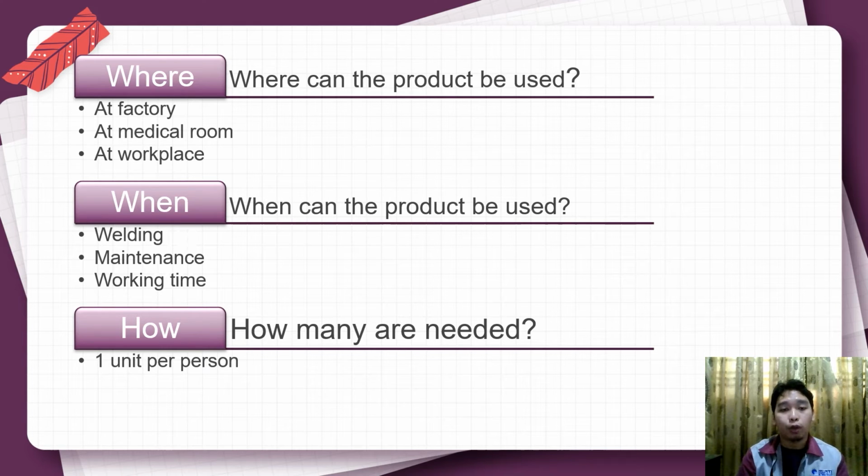The fifth W is when. When can the product be used? For example, welding, maintenance, and working time. And for the 1H, how many are needed. Basically, the exoskeleton is needed at least 1 unit per person.